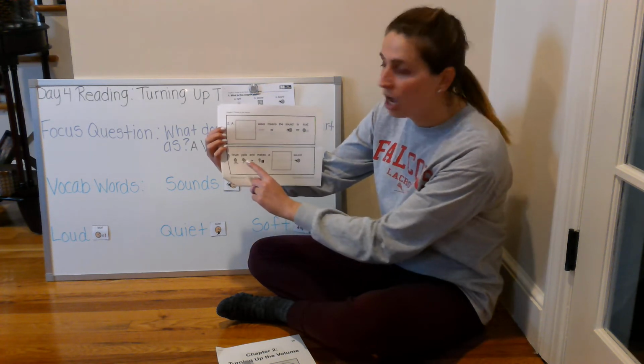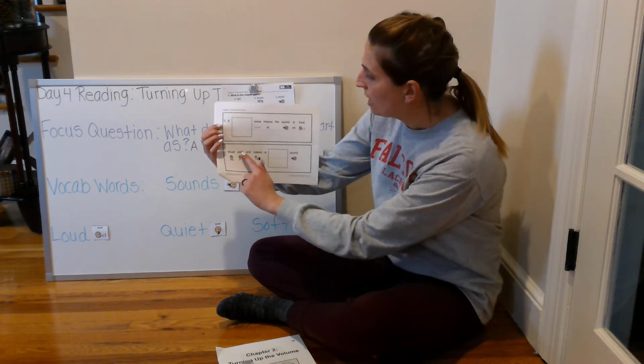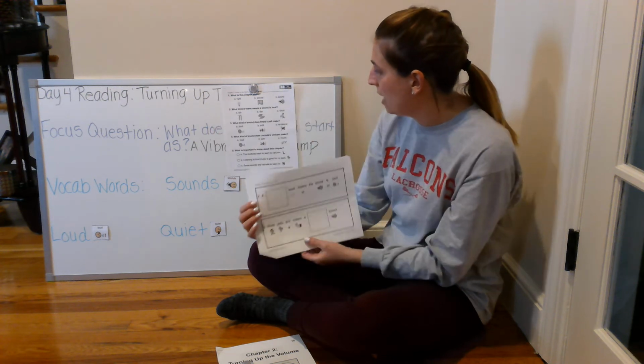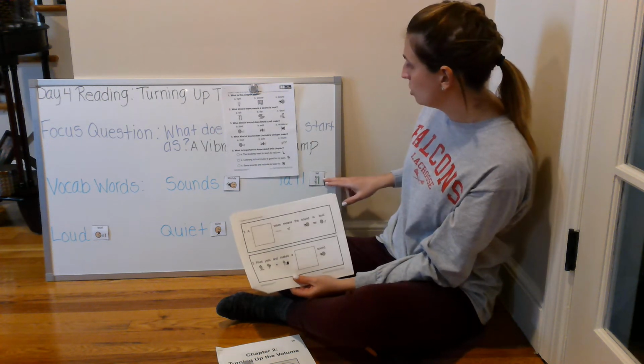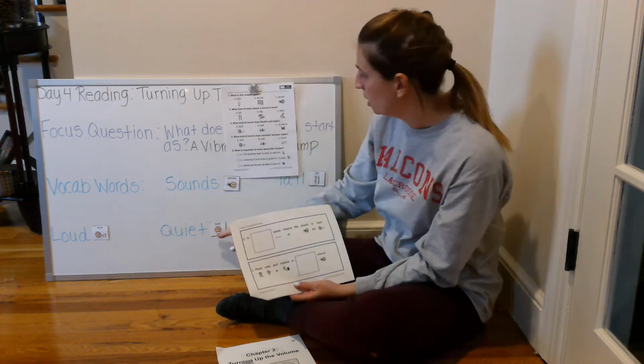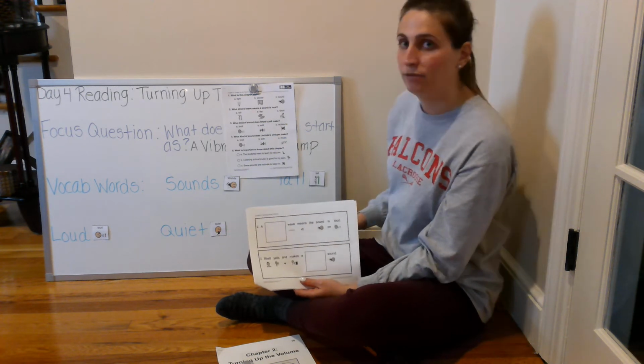Number 3 on fill in the blank. Rhett yells and makes a blank sound. Sounds, tall, loud, quiet, or soft.